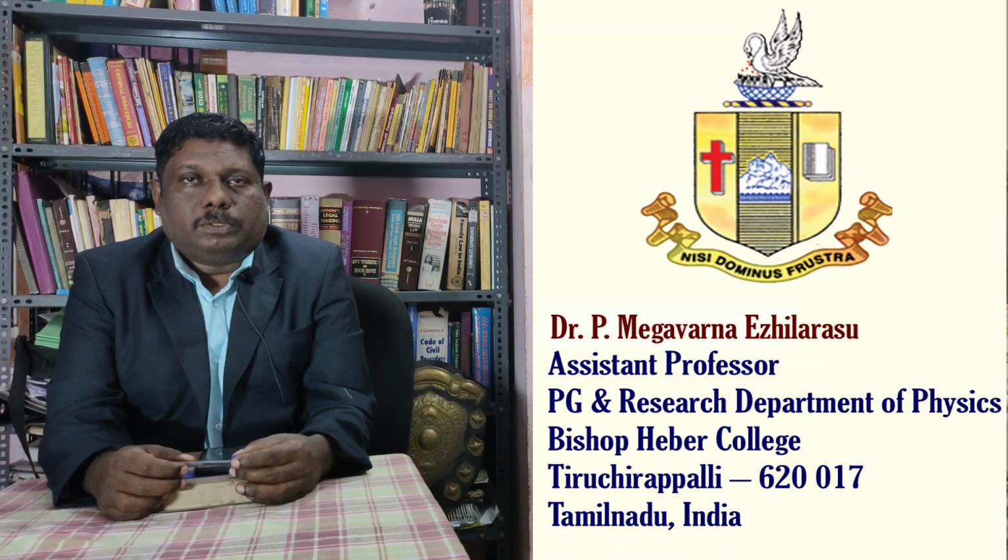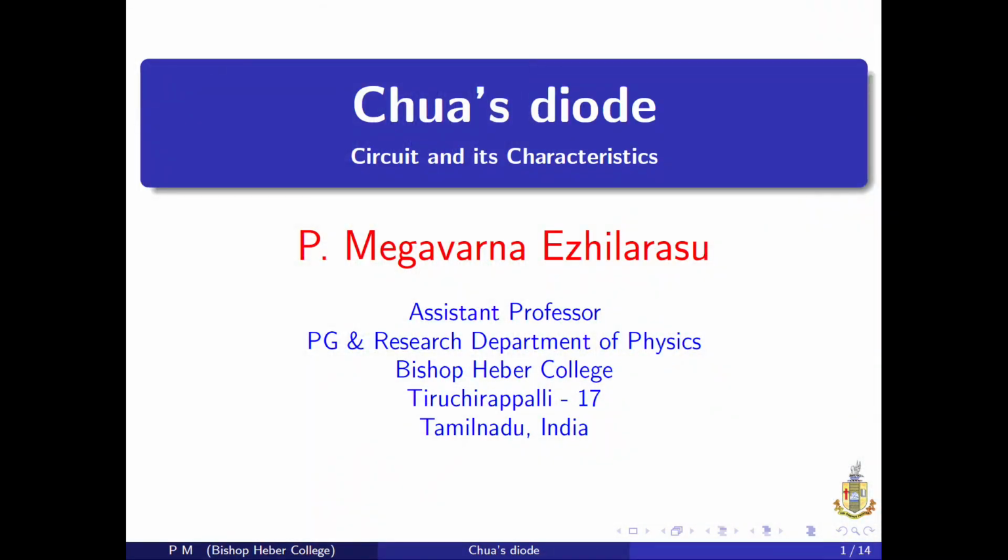In this video, I am going to discuss about Chua's diode, the Chua's diode circuit and its characteristics. In electronics and circuit theory, Chua's diode is a type of two-terminal nonlinear active resistor which can be described with piecewise linear equations. It is an essential part of Chua's circuit, a simple electronic oscillator circuit which exhibits chaotic oscillations and is widely used as an example for a chaotic system.